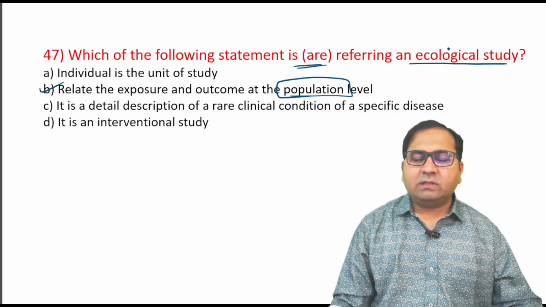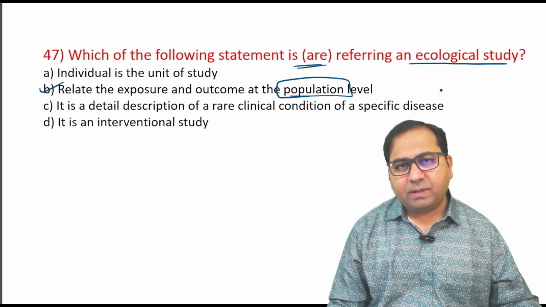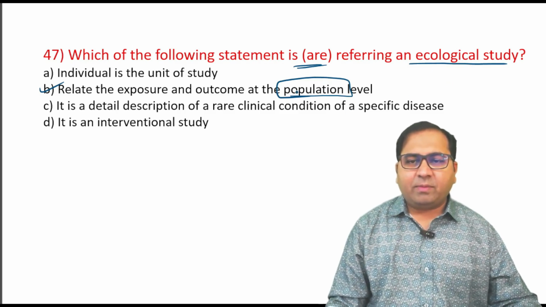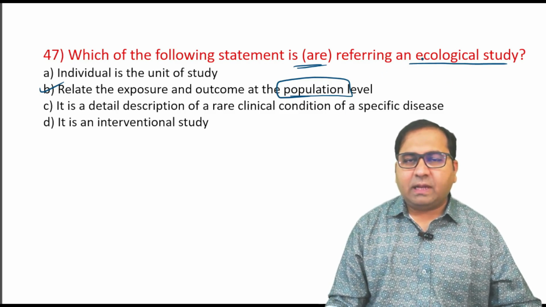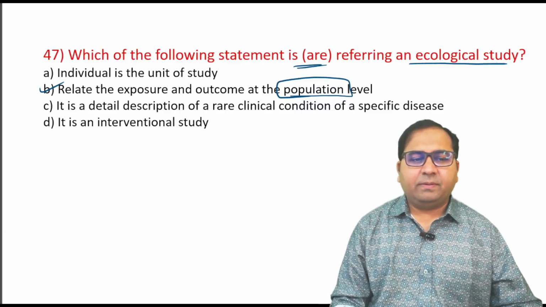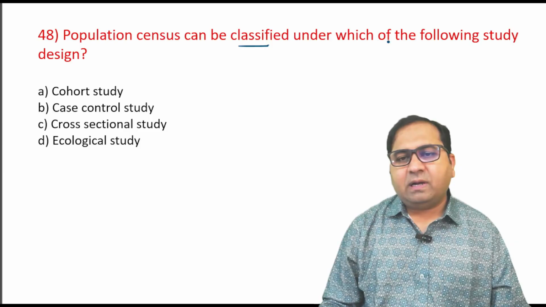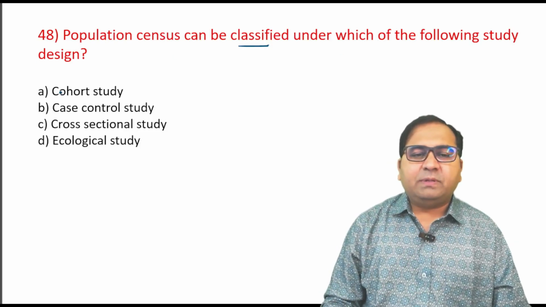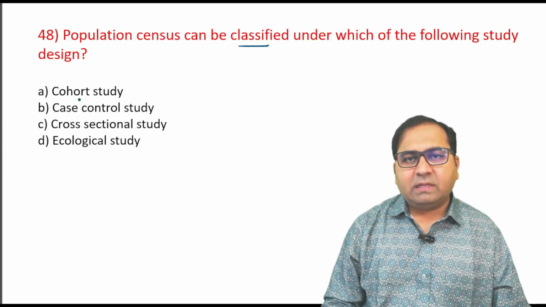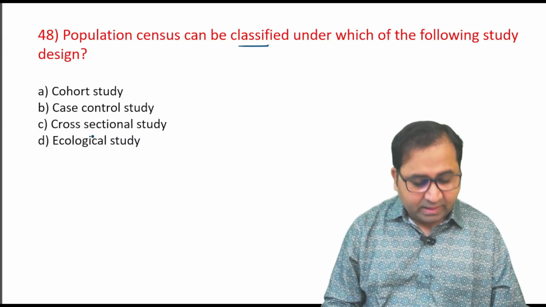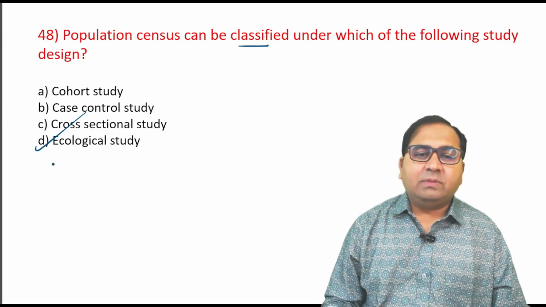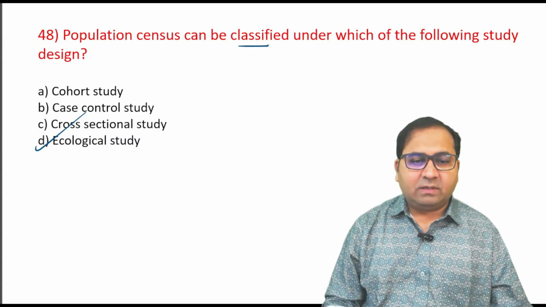See, I told you, ecological population. Please remember this point. N number of times we have seen different types of questions on this concept. Let us see the next question. Population census can be classified under which of the following study designs? Options are A, cohort study, B, case control study, C, cross-sectional study, or D, ecological study. I am just taking the answer because we know the answer.